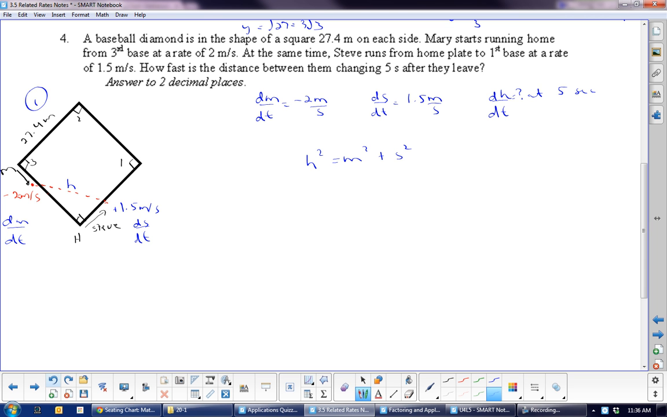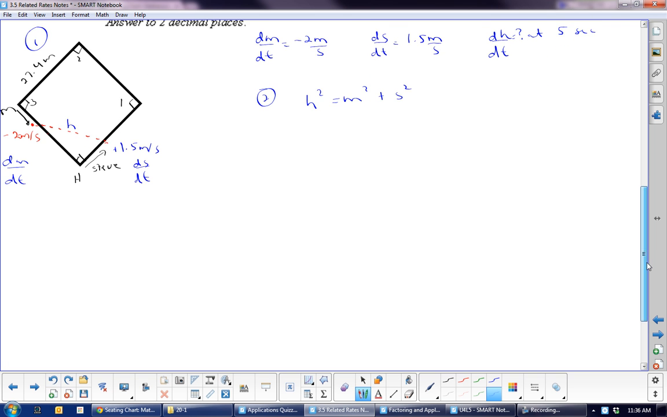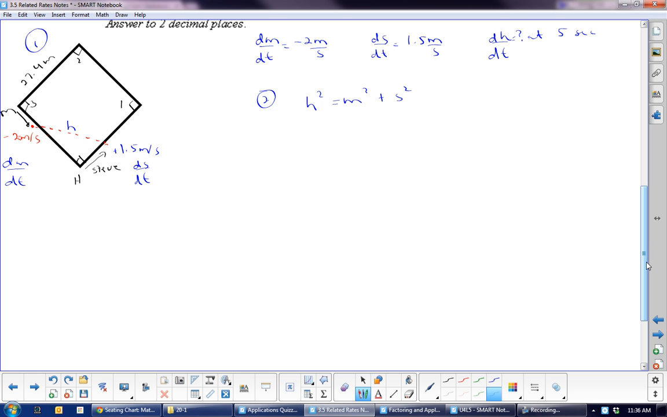So let's call this diagram 1. Okay, call this 2. And let's do a derivative. Because do I have all my information? I don't know. Okay, let's see. So I've got 2h dh over dt. So that'd be our third thing here. And then equals 2m dm over dt plus 2s ds over dt.